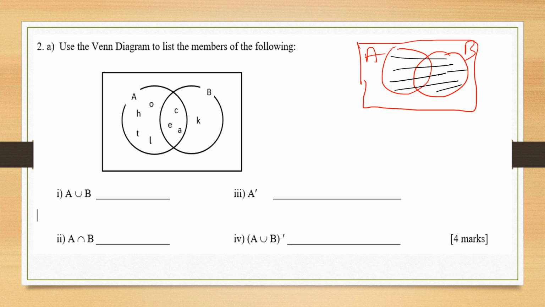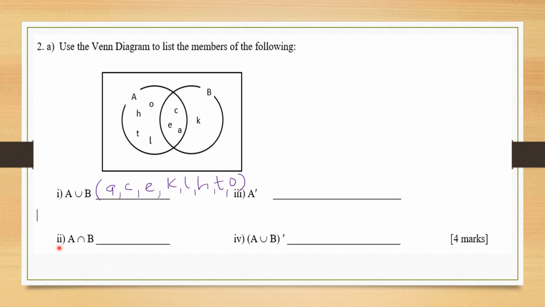So let's write down what that is. I'm going to use purple. So I'm going to open my bracket. I'm going to write A, C, E, K, L, H, T, O. Make sure you have everything. Okay, let's erase this now.